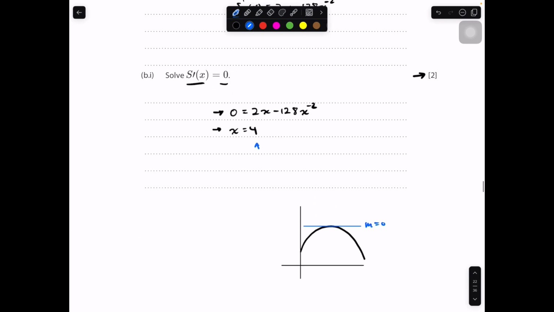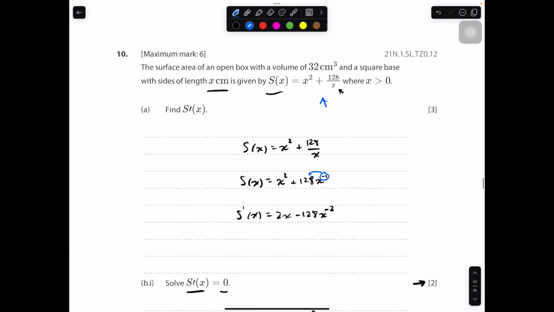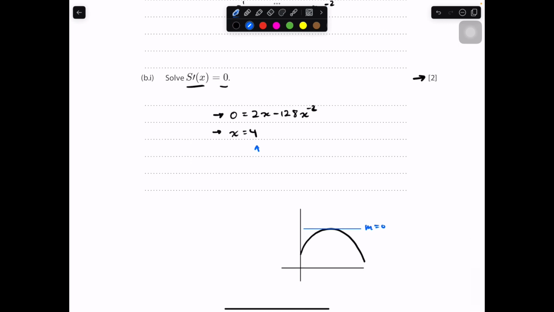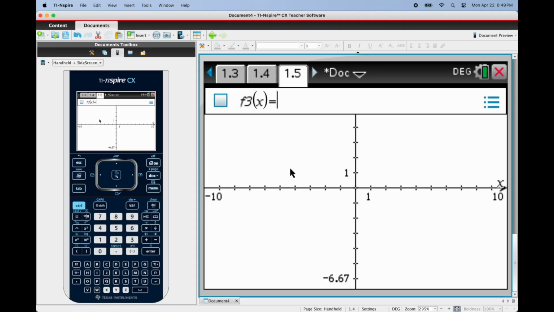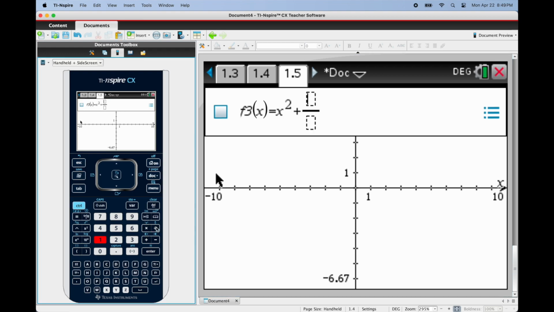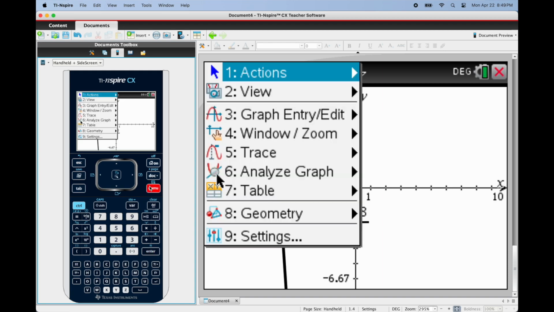Actually, you know what? Let's go ahead and graph this function, because just by looking at this, we're not actually sure whether this is a maximum or a minimum. I don't really want to for a 1-mark question, but let's go ahead and see. So here's our original function. x squared plus 128 over x. Let's zoom out.